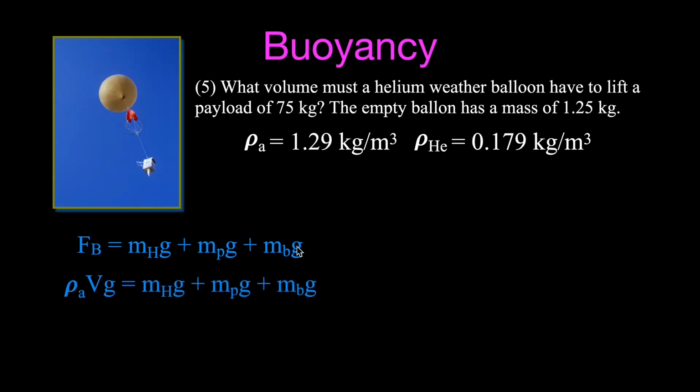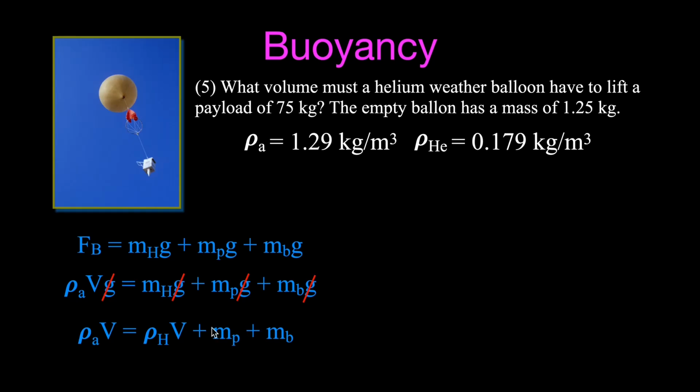Now, we know the buoyant force is the density of the air times the volume times g. We have a g in all of these terms, so we can cancel that g out. And now we're left with this equation, which is the density of air times the volume is equal to the density of the helium times its volume, plus the mass of the payload and the mass of the balloon.